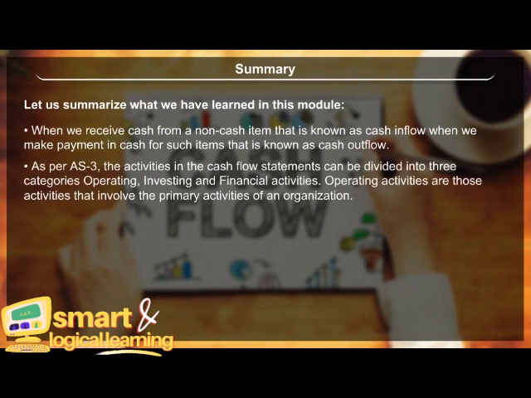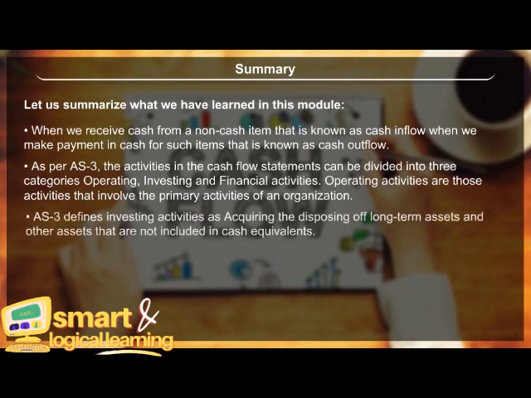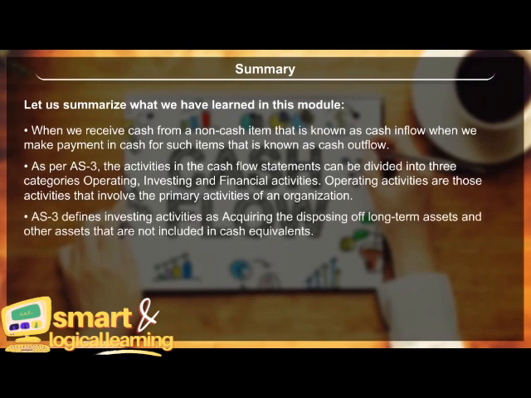As per AS3, the activities in cash flow statements can be divided into 3 categories: operating, investing, and financing activities. Operating activities are those activities that involve the primary activities of an organization. AS3 defines investing activities as acquiring and disposing of long-term assets and other investments that are not included in cash equivalents.